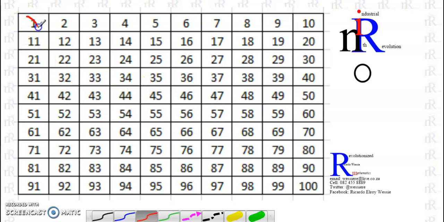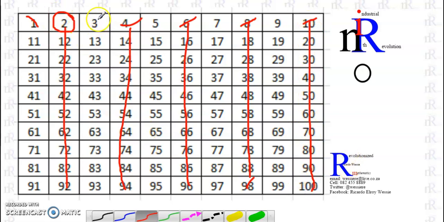So 1 is not a prime number because it doesn't have two factors, it's only 1. So the first prime number that we have is 2. Now we eliminate everything that 2 can divide into. That means all the even numbers are immediately eliminated because 2 is the first prime number.